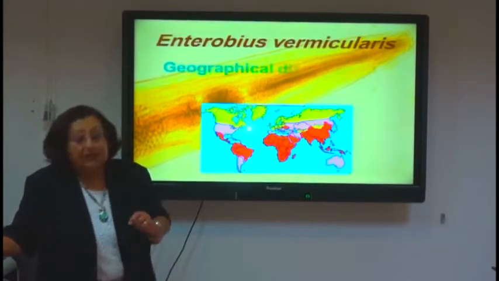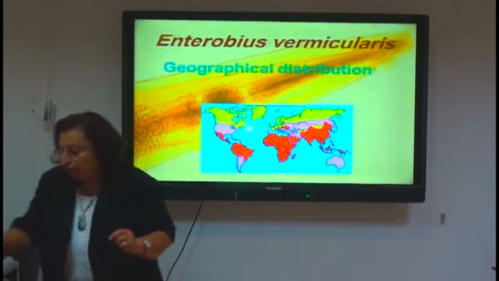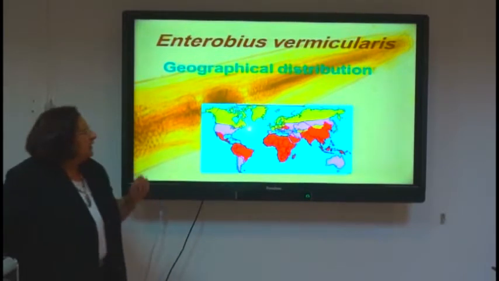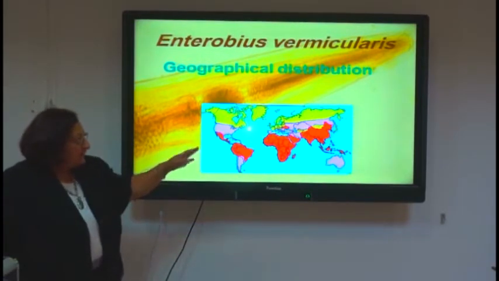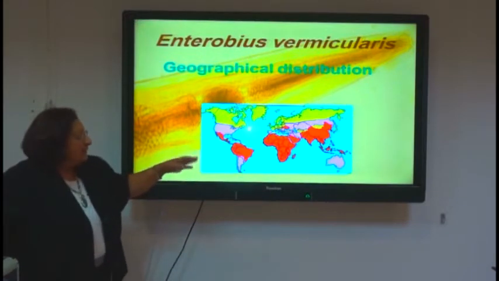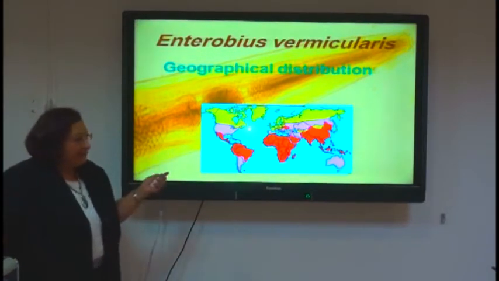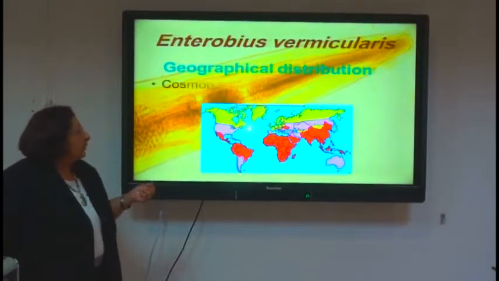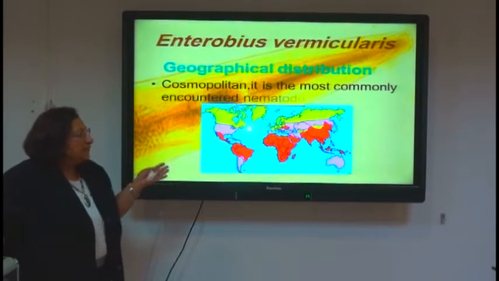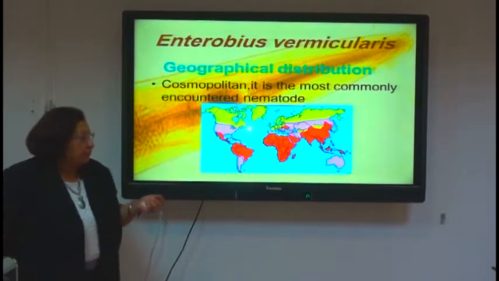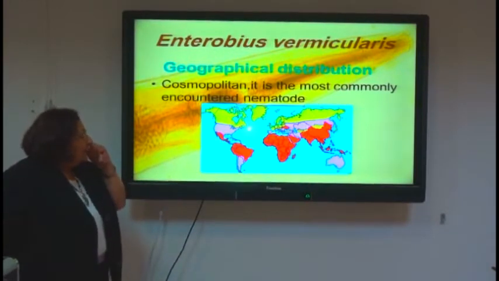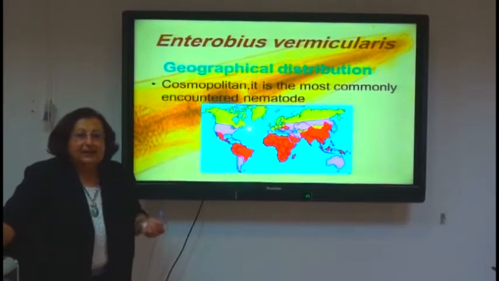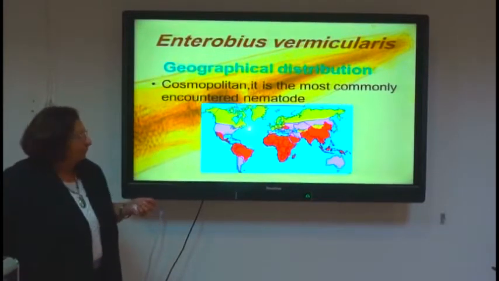As regards the geographical distribution of this parasite, it is very common, as we see in the red color, in Africa, in Asia, in America. So we call this parasite cosmopolitan, which means that it is all over the world. And it is the most commonly encountered nematode.